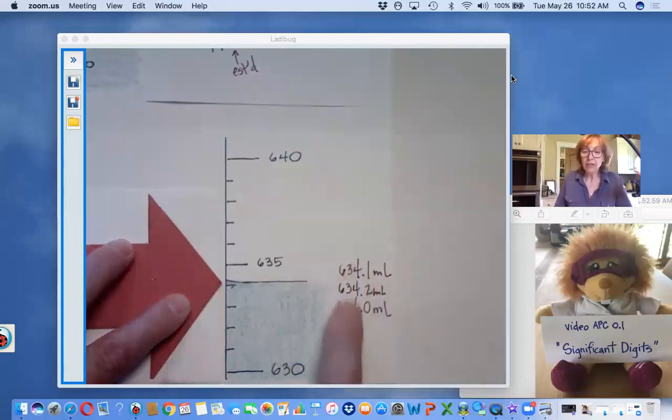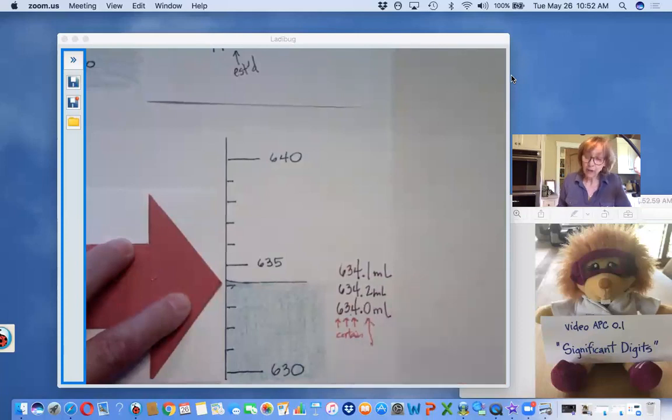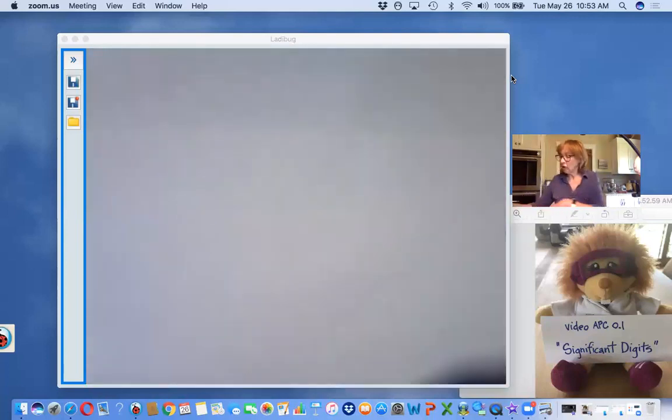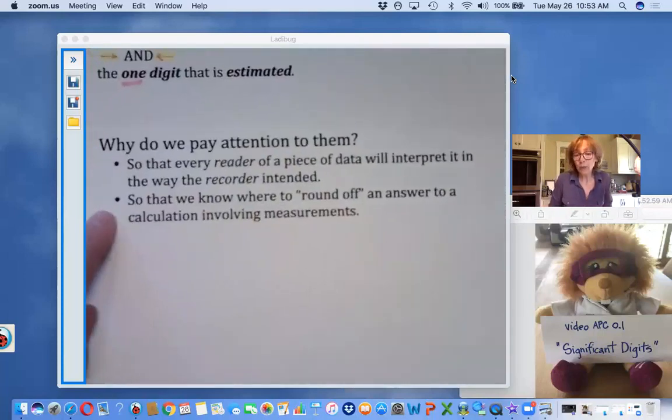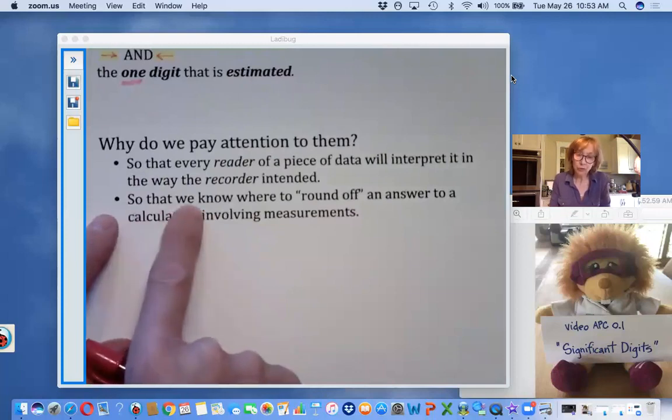Again, all 3 of these measurements are perfectly valid, and all 3 of these measurements have 1, 2, 3 certain digits and 1 final digit that is estimated. 3 that are certain plus the 1 that is estimated gives us 4 sig digs with this particular measuring device. All right, now let's focus on the second reason for why we pay attention to sig digs, and that is going to be very useful to us as we go through the year.